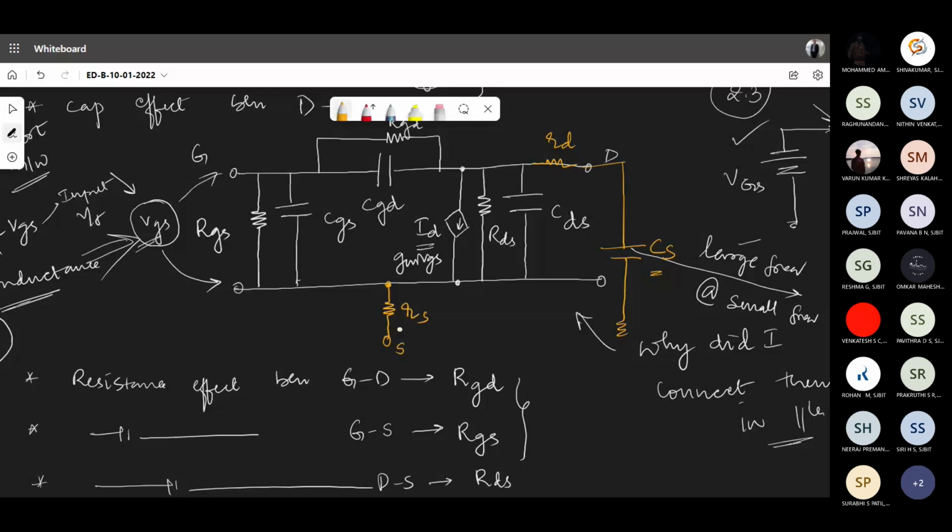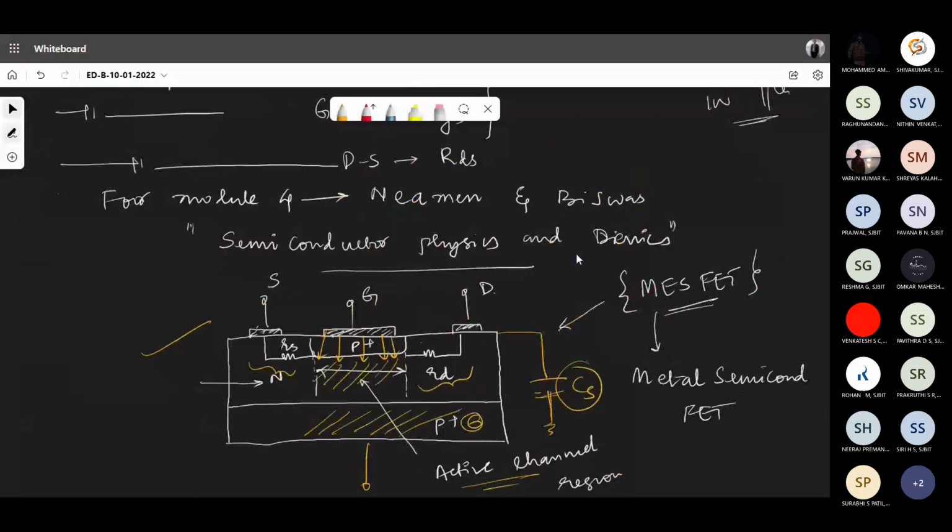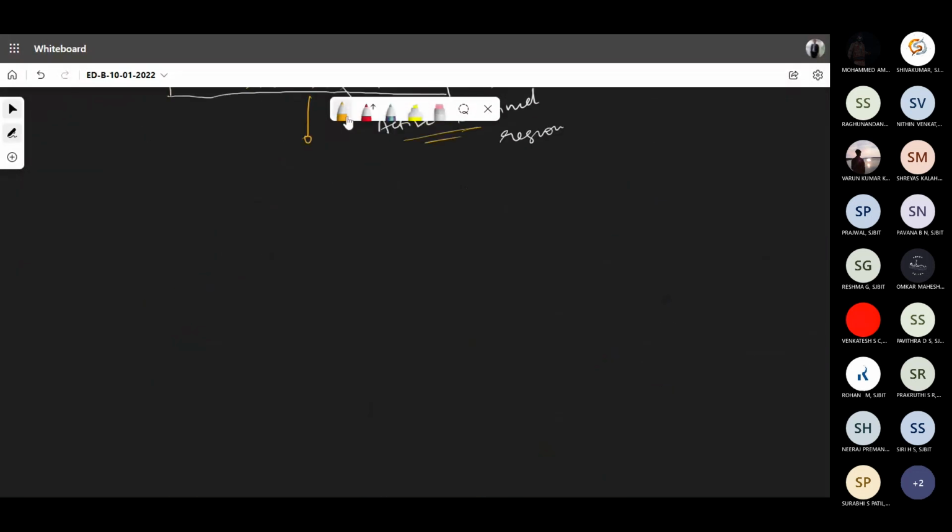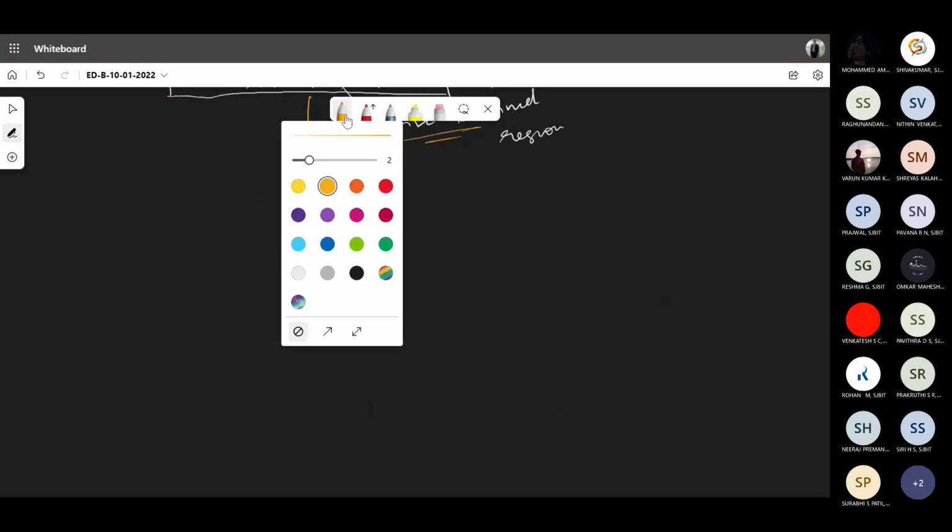And the resistance values are very small. You can always eliminate them. This capacitance again is a very large value. You can open circuit it. All those things could be done. So I'll write the complete equivalent circuit now, how it actually looks. The complete equivalent circuit is going to look like this.